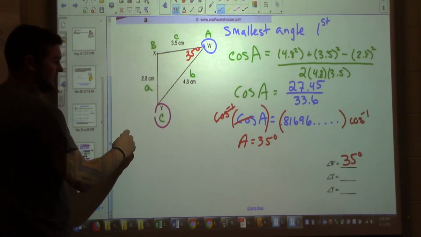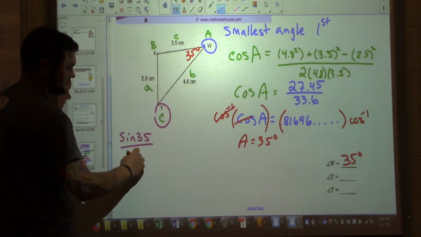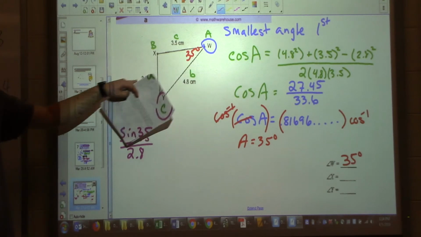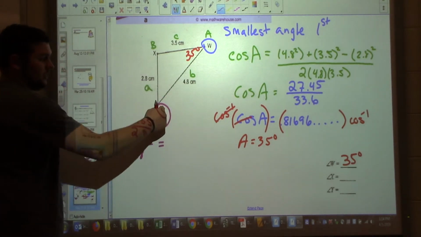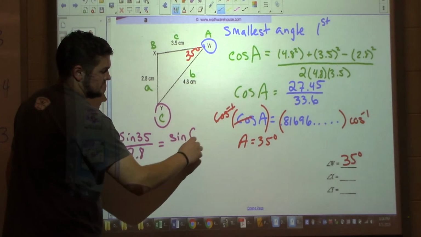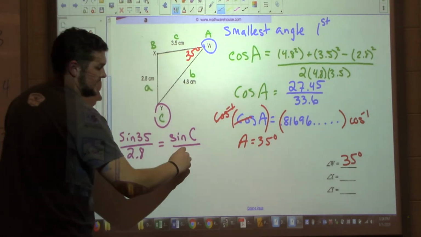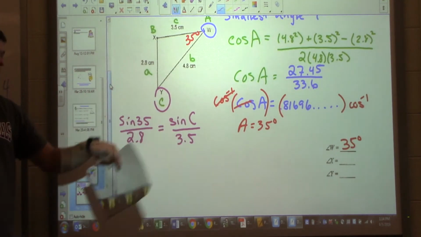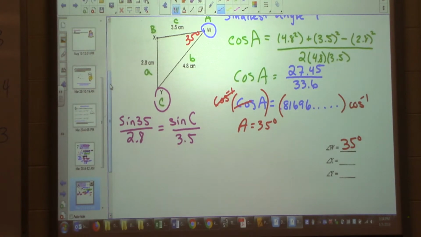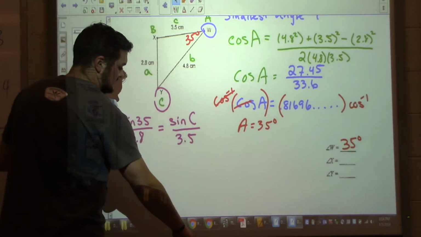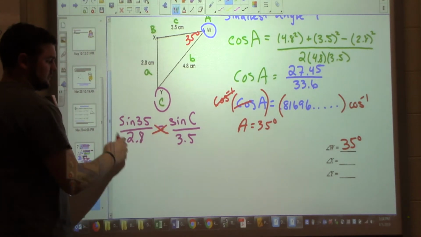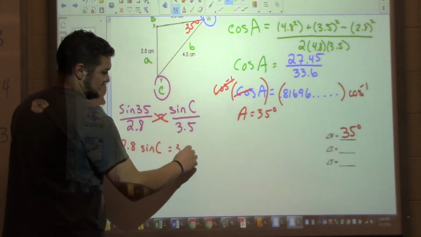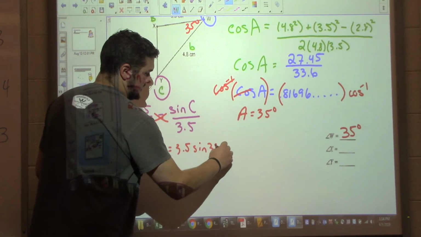So we're going to do sine of 35 over 2.8, because that's the pair that I have that matches, right? The angle and the side that match together equals, we want to do sine of C, over 3.5. So we're going to solve for this angle down here first. When I do that, cross multiply. 2.8 times sine of C equals 3.5 times sine of 35.